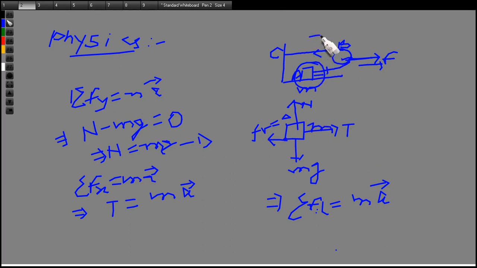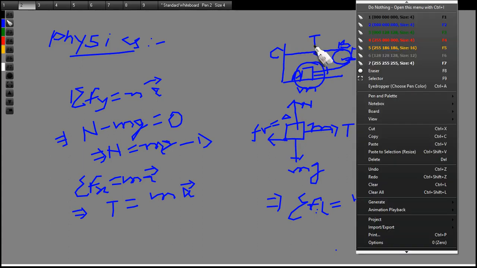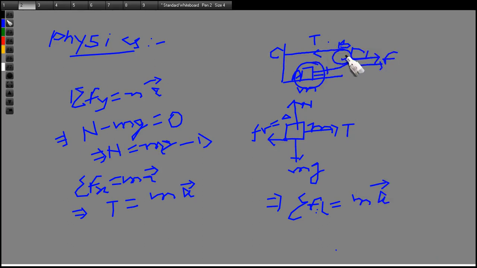There is a concept that if the pulley has mass, suppose m1, then what will happen? The tension across the pulley will change. As this pulley does not have any kind of mass, the tension will be equal across this, right?